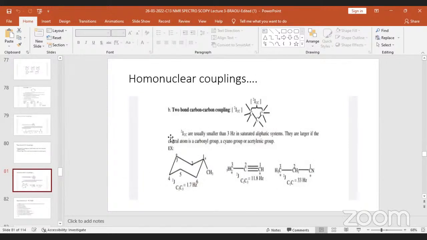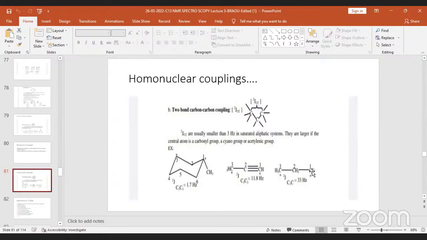Now, homonuclear couplings, 2 bond carbon coupling. See, this carbon and this carbon are separated by 2 bonds, 1 and 2. So this is J2CC. It is usually smaller, 3 Hertz, in saturated aliphatic systems. They are larger if the central carbon is a carbonyl group or acetylene group. This is what I mean. This is J2CC, the coupling between this carbon and this carbon, but the central carbon is acetylenic, so it is having 11.8. Otherwise, it would have been less than 3 Hertz.